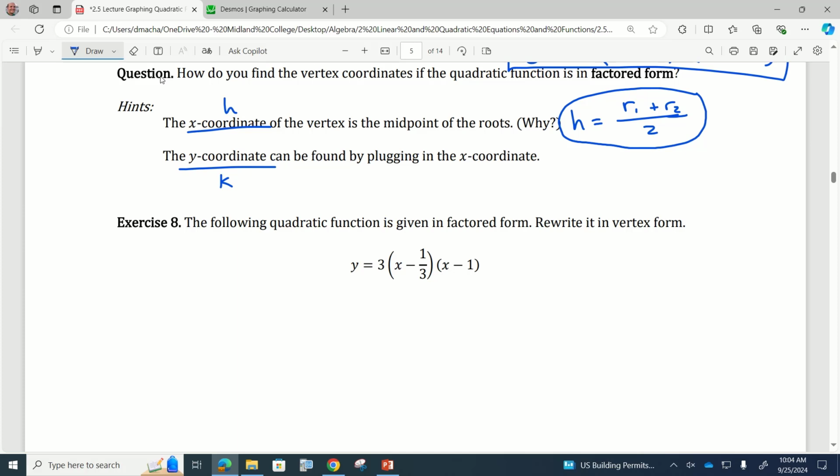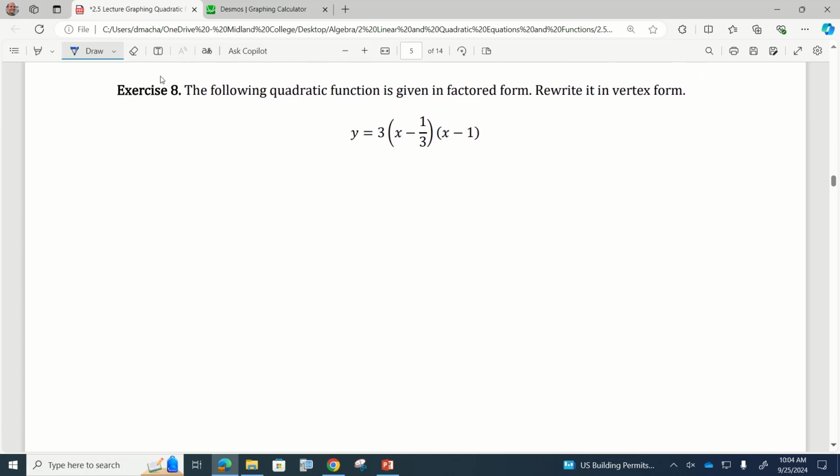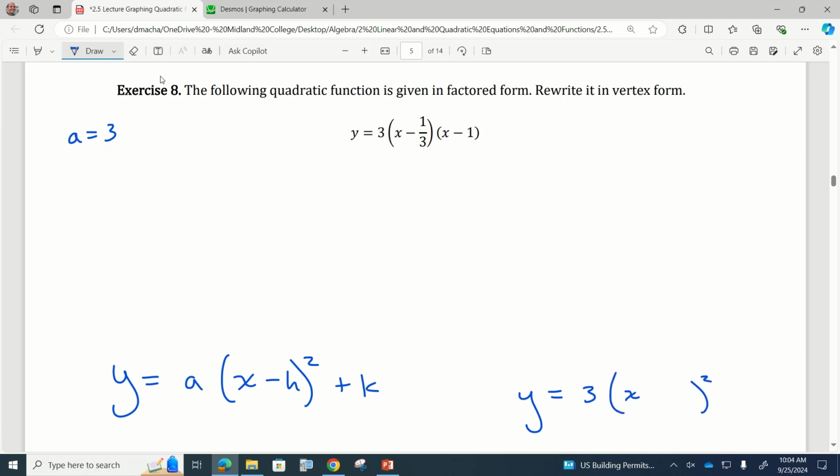Here's an example. I've got a function given in factored form. Now I want to rewrite it in vertex form. So at the end of the day, I would like to write a times x minus h squared plus k. What is a? 3. So that's good. I can already write that much. To get h, which is the next thing I need, I take r1 plus r2 divided by 2, which is going to be 1/3 plus 1 over 2. Very good. So that's 4/3 over 2, which is 2/3.